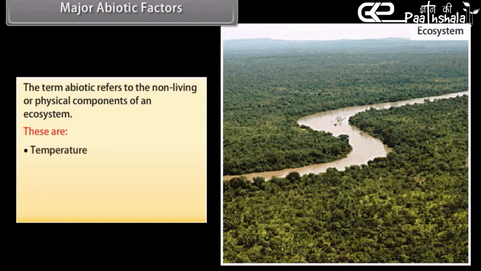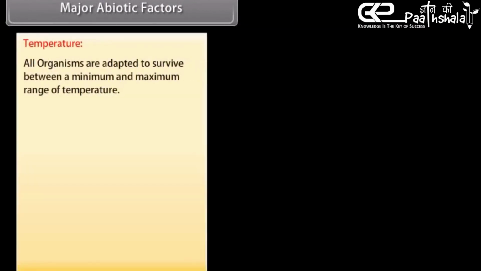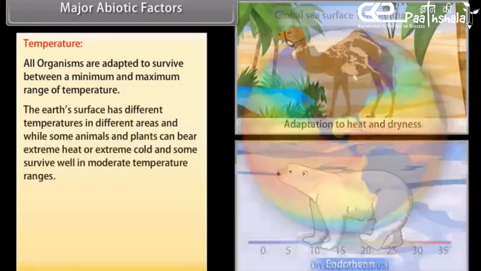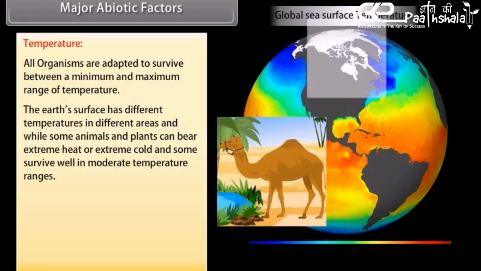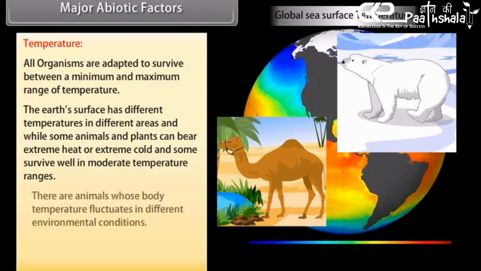These are temperature, water, light, soil. Temperature. All organisms are adapted to survive between a minimum and maximum range of temperature. The Earth's surface has different temperatures in different areas. While some animals and plants can bear extreme heat or extreme cold, some survive well in moderate temperature ranges.